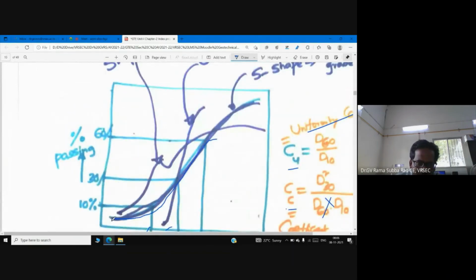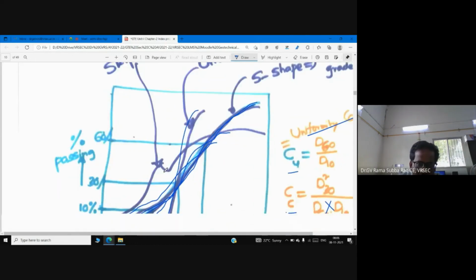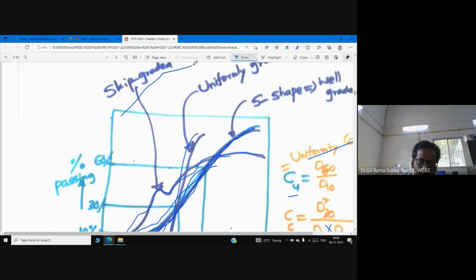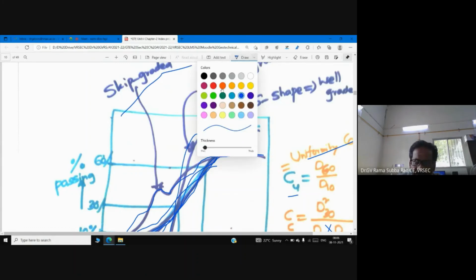One can see now, if you get a flat S-shaped curve, as in this picture, then it is a well graded sand. If you get a steep curve, because all the particles are almost the same size, then it is uniformly graded. If there is any hump in the gradation, where you see some skip has happened here, then we call it skip graded. I will tell you once again by selecting another color.